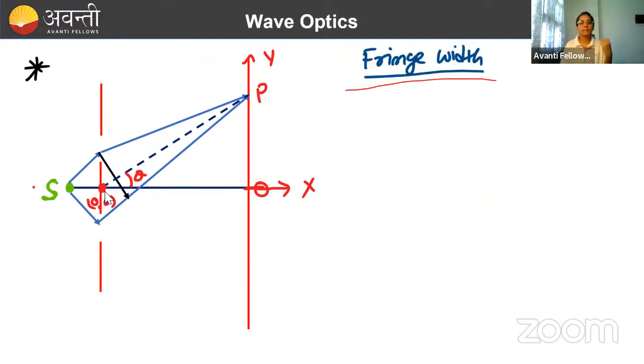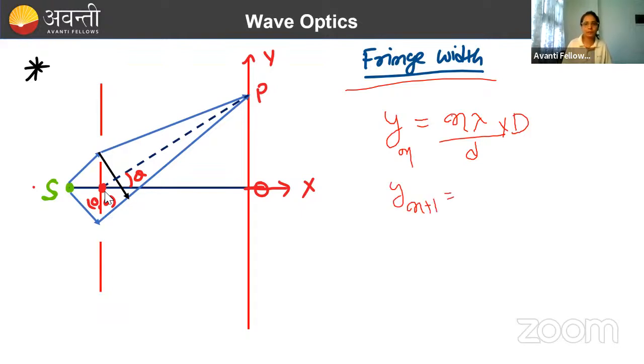Fringe width is what? Distance between two consecutive maxima. So if I calculate the y value for the nth maxima, it will be equal to how much? N lambda D by d. And if I calculate the linear position of the n plus 1th maxima, then I will be writing this. What will be the separation between these two consecutive maxima? Again, their separation will be, you will subtract this from this, so you will be getting lambda D by d.